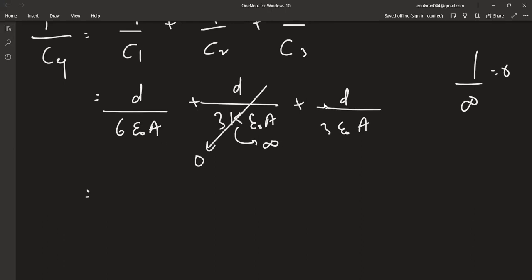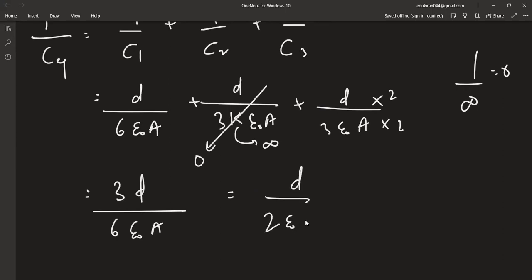No, this will be multiplied by 2, right? We'll multiply and divide it by 2. So 2D plus this becomes 3D divided by 6 epsilon naught A. This will be D by 2 epsilon naught A.